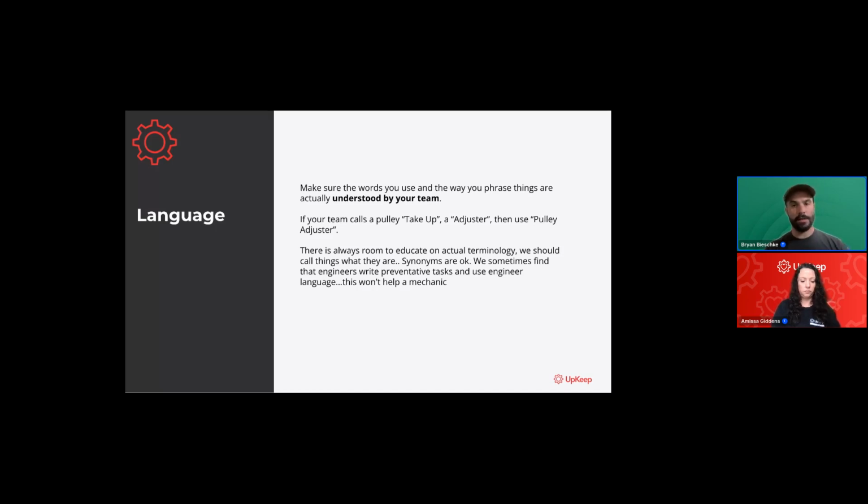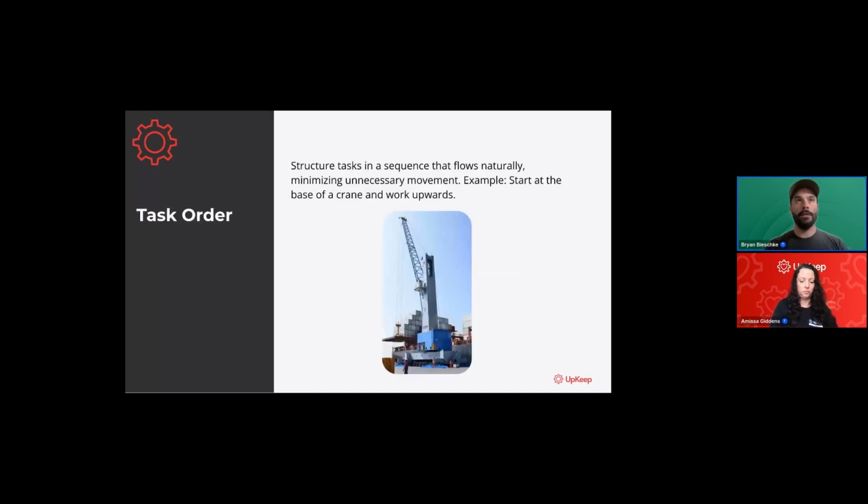Build consensus. Work with your team. Understand the language that is actually used in your plant. Super important. Number 2, task order. Structure tasks in a sequence that flows naturally, minimizing unnecessary movements. An example here, I worked on a lot of cranes, so I know this sucks. Start at the base of a crane and work your way upwards.